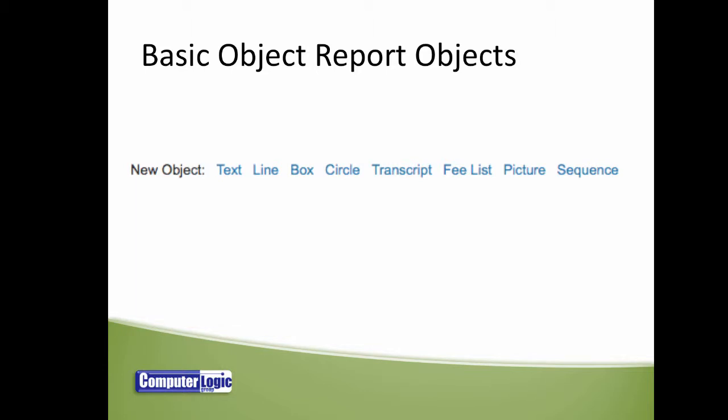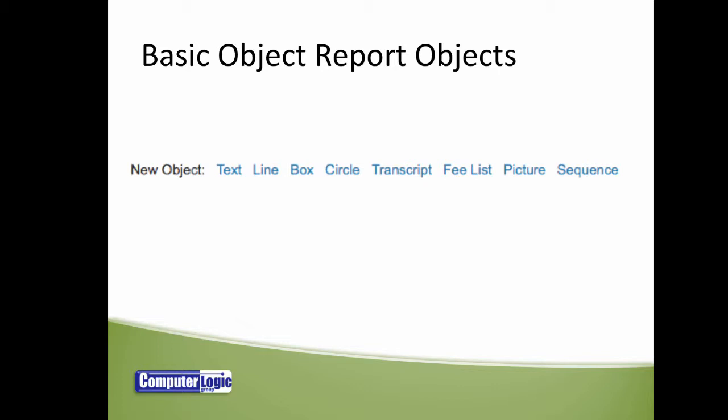So object reports are true to their name. It is a report created by placing objects on a page. What you're seeing here are the different types of objects that are available to place on the page. Text, just what you'd expect. It's typed words. Now text also includes the field names and data access tags, or what we call DAT codes, so that you can pull things like students' information, attendance, today's date, different pieces of information that are already stored in the system and place them on the report.